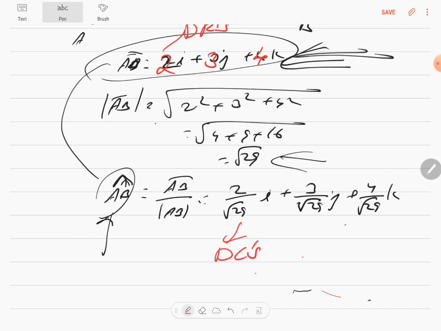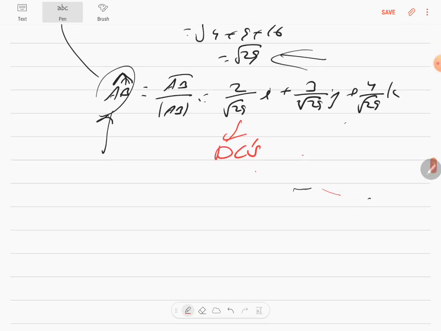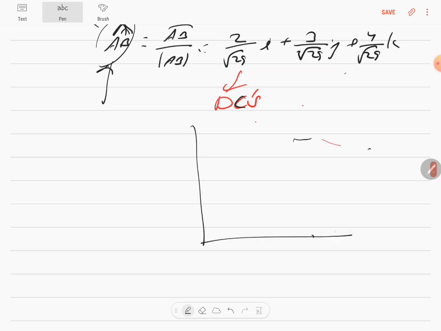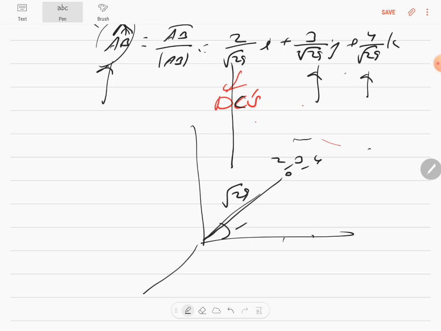These are all unit vectors, so it's called DCs, direction cosines. Why is it called a direction cosine? Let's see. You know that this is the point 2, 3, 4, where 2 has come from the x-axis, 3 has come from the y-axis, 4 has come from the z-axis, and the magnitude is root of 29. Therefore, this is nothing but cos alpha: a 2 from the x-axis and a root 29. Cos alpha is adjacent by hypotenuse.